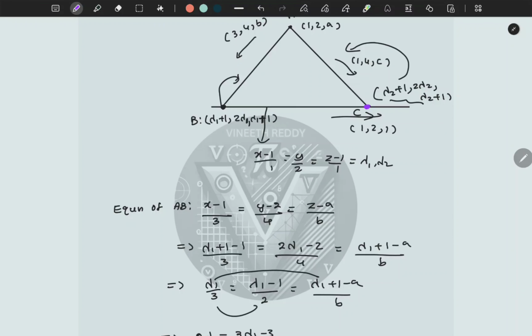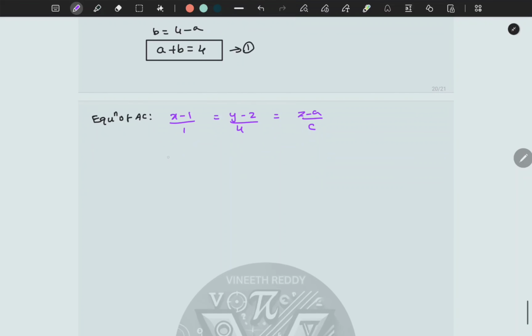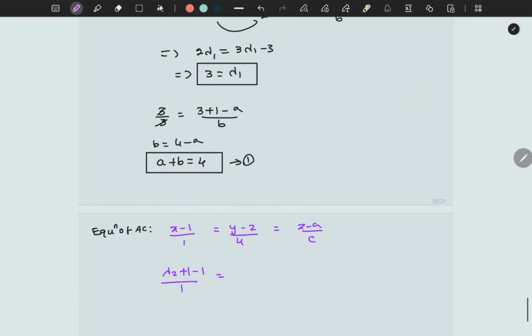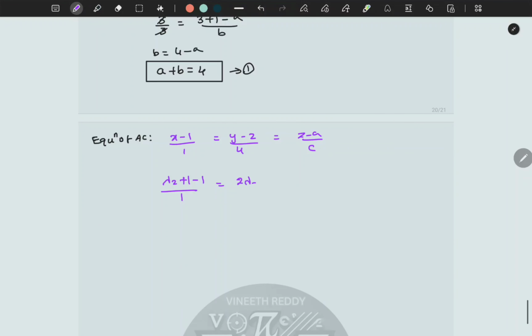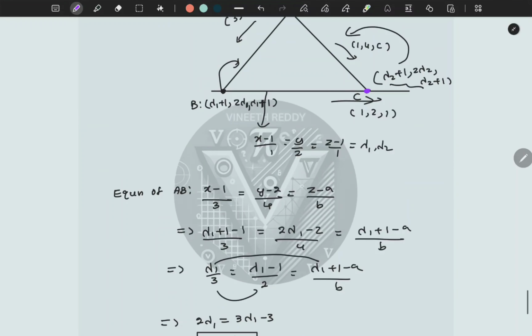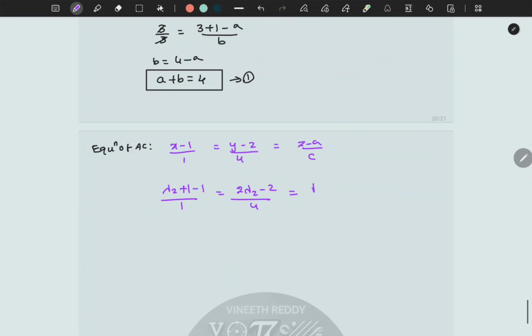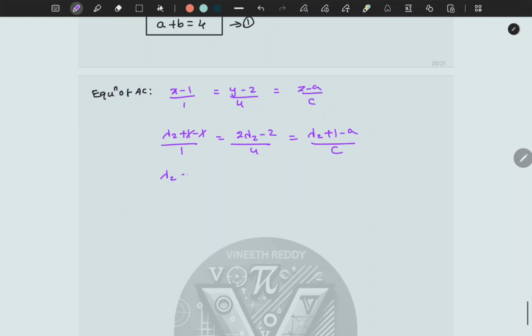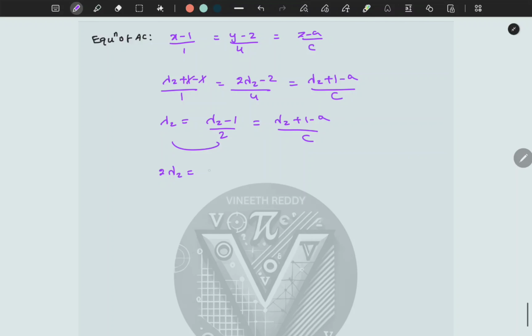Lambda 2 plus 1, 2 lambda 2, lambda 2 plus 1, right? So let us replace x with lambda 2 plus 1 and y with 2 lambda 2 and z with lambda 2 plus 1. So we get lambda 2 is equals to 2 lambda 2 minus 1 by 2 is equals to lambda 2 plus 1 minus a by c. So if I equate these two, I get 2 lambda 2 is equals to lambda 2 minus 1. That means lambda 2 is equals to minus 1.